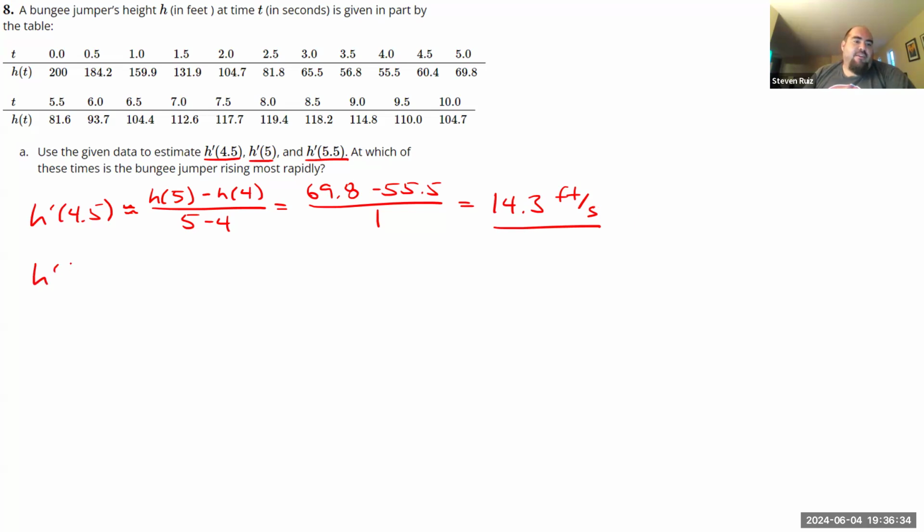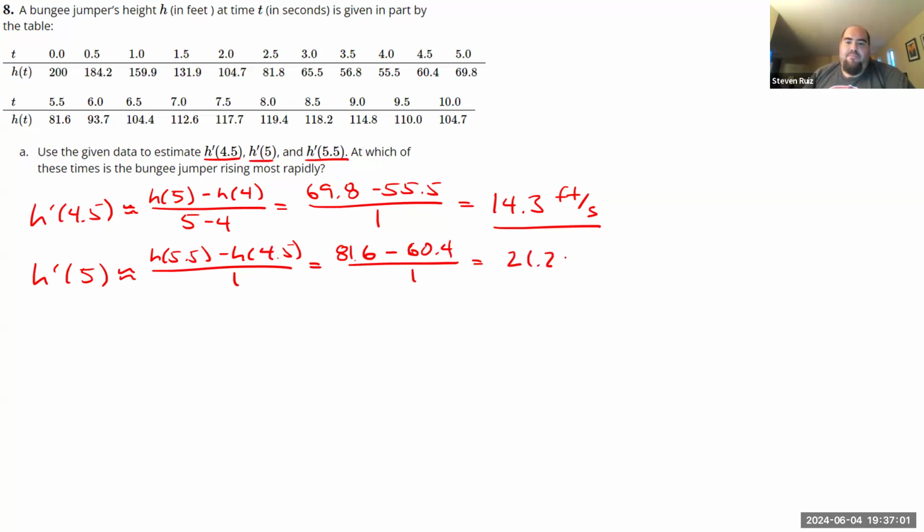And let's do a similar calculation with h prime of 5. So again, I want the half second before and after: h of 5.5 minus h of 4.5 over 1 second. What is h of 5.5? That is 81.6, minus h of 4.5, which is 60.4. So what do we have? 21.2 feet per second.